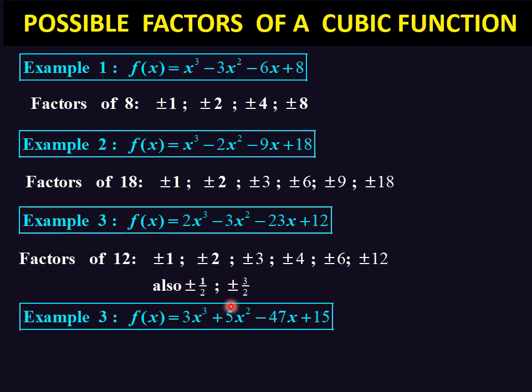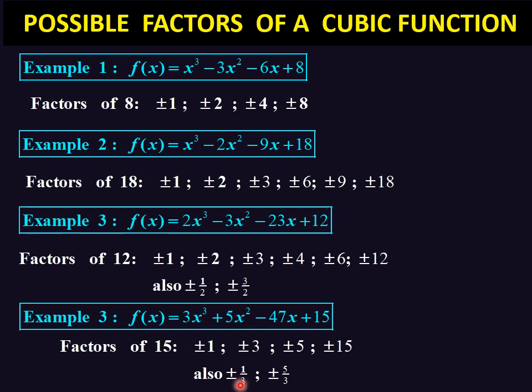Similarly with this one, because I have 3, I expect thirds also as possible factors. So it will be 1, 3, 5 and 15. Because I have 3, I can have 1/3. I won't take 3/3 because it is going to be a whole number. Then I can take 5/3.